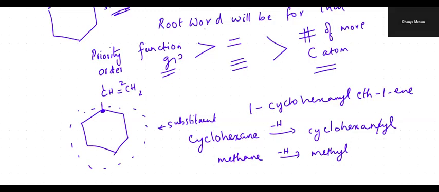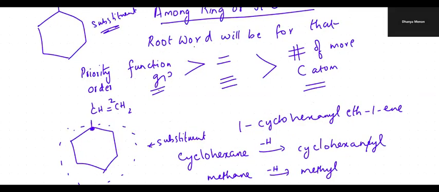Now, coming to the next example. So I hope I'm clear. If there is a ring as well as a straight chain, you will determine the root word. If the functional group is there, that will become the root word. If functional group is not there, check for double bond. If double bond is there in both of them, then check for the number of carbon atoms, where it is more. Okay, so I'll keep this.